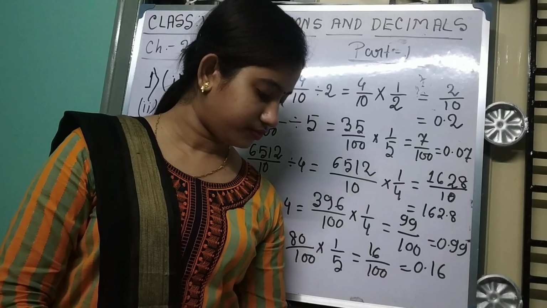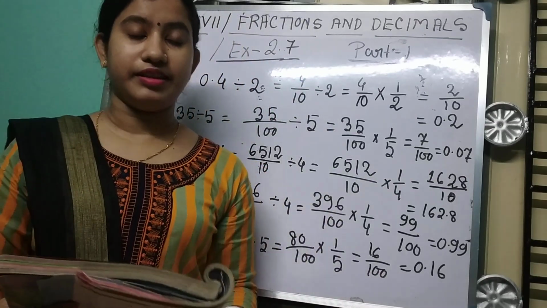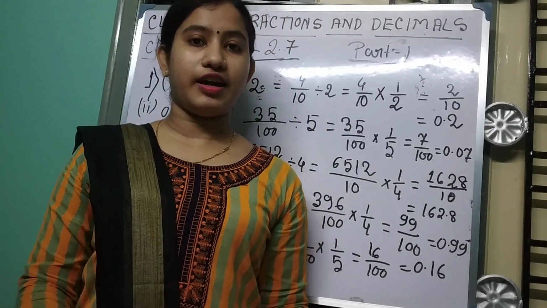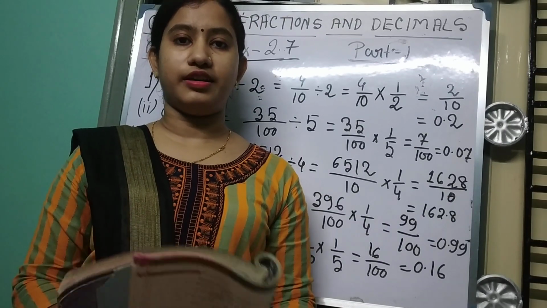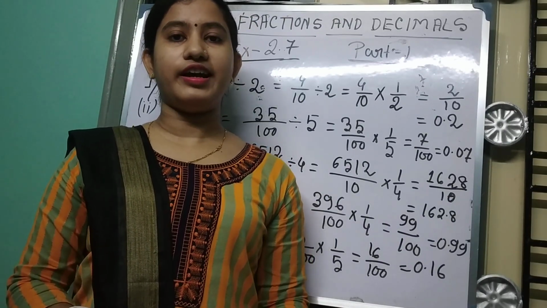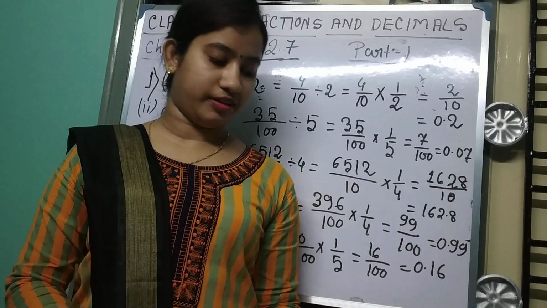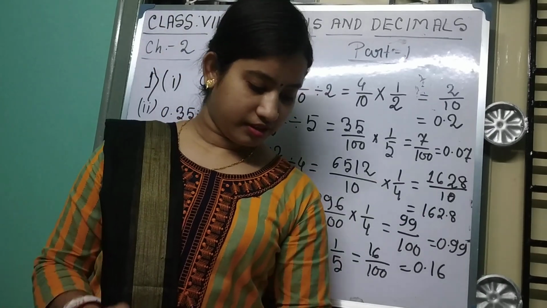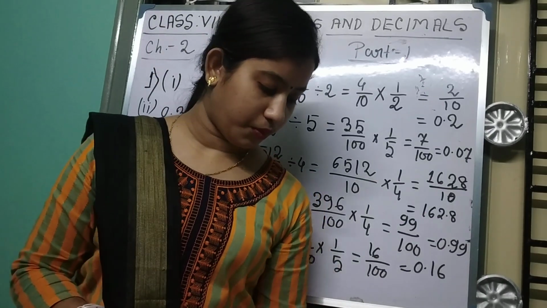So in the previous classes we already learned about multiplication of decimals. Now today we will learn about division of a decimal. So exercise number 2.7, number 1.